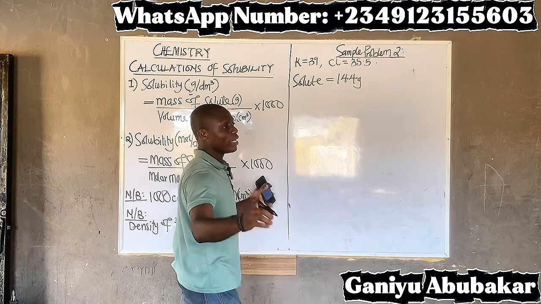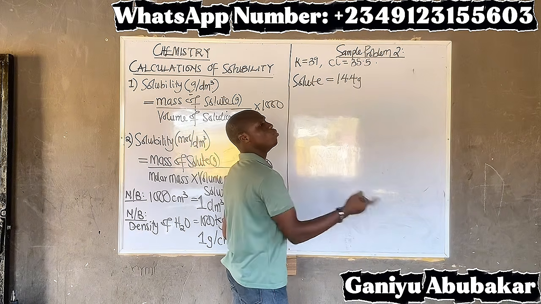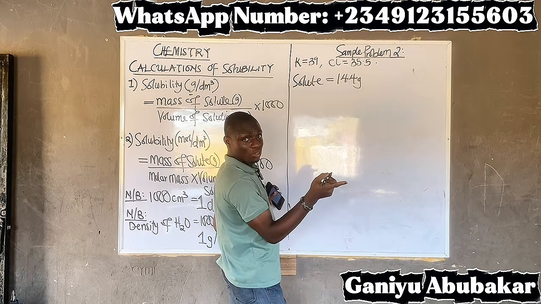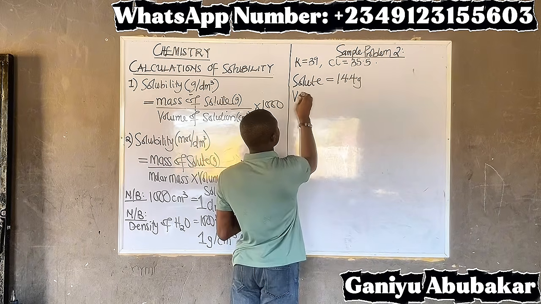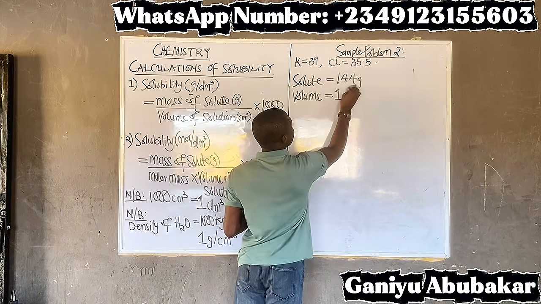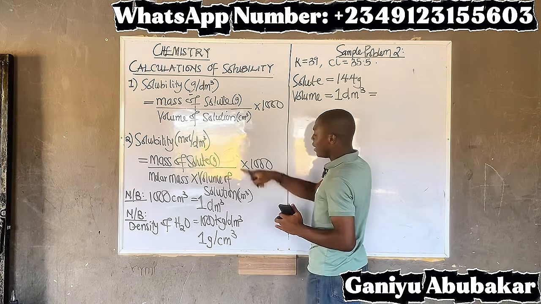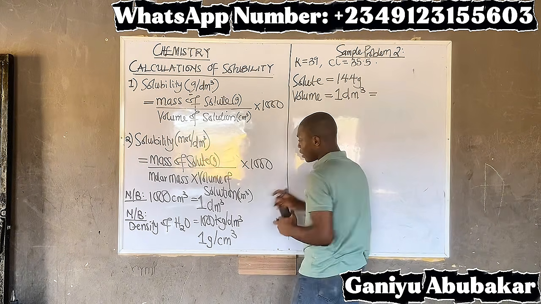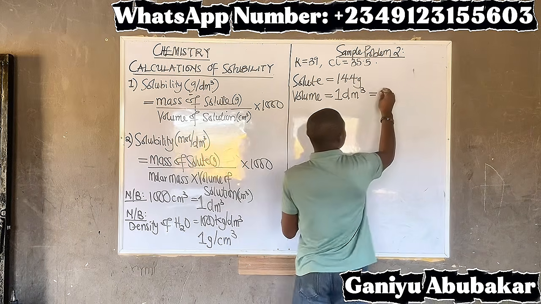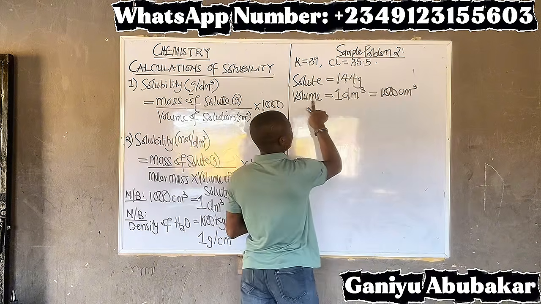All right, you know what, guys? It says dissolves in what? 1 dm cube. So that 1 dm cube is the volume, right? And we said that our volume is in cm cube. So we know that 1 dm cube is the same as 1000 cm cube. So my volume of solution is 1000 cm cube.